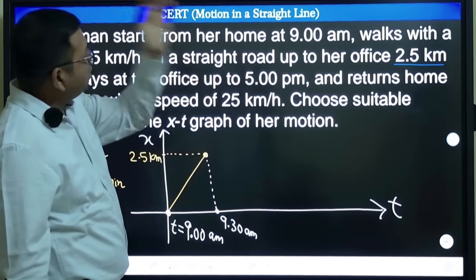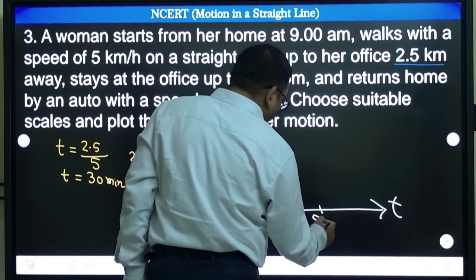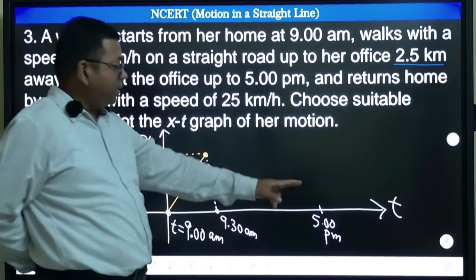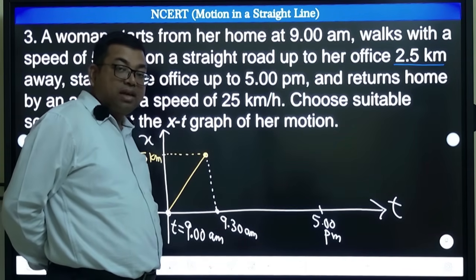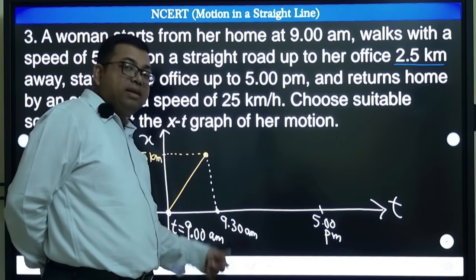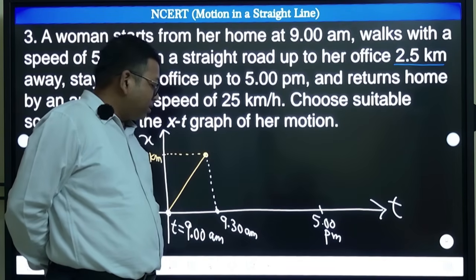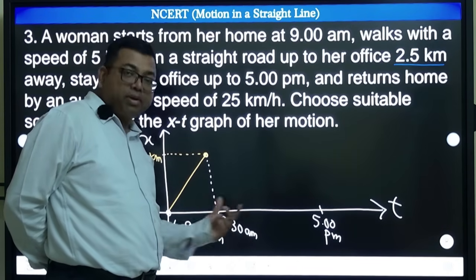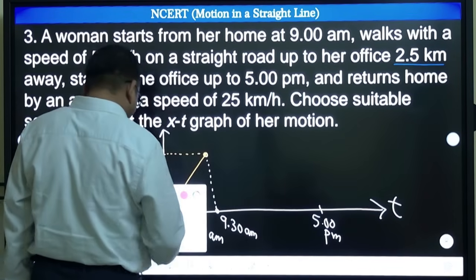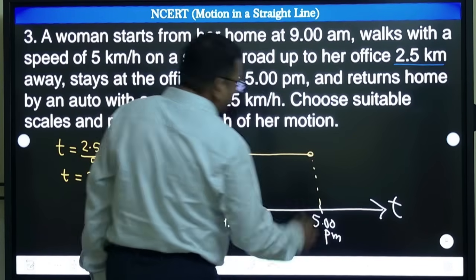Now from here you need to draw this graph up to 5 p.m. So from 9:30 to 5 p.m., that is how many hours you can calculate. In 1 hour we have 60 minutes, and 10 minutes we are representing by 1 centimeter. So 1 hour you will be representing by a 6 centimeter line. So you have to properly choose that. Then it will be coming here, straight, right?